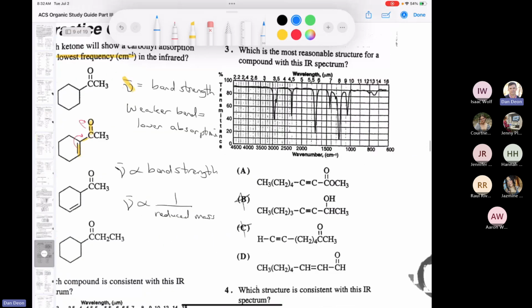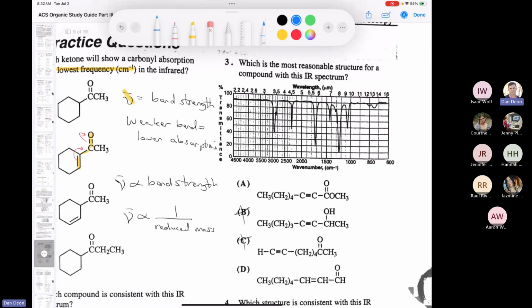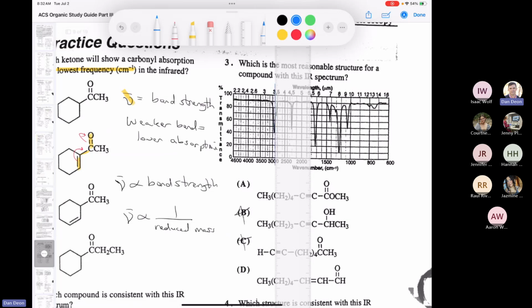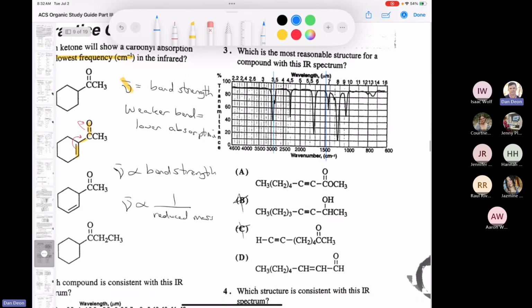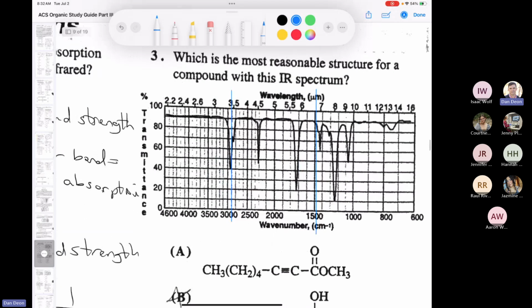Okay, let's try number 3. Again, you can see some of my scribbles on here, and I apologize for that. It says, which is the most reasonable structure for a compound with this infrared spectrum? Obviously you're not going to bring a ruler into the exam, but you could make some mental lines here: 3,000, and then another one around 1,500, and then try to figure out something after that. Does anybody recognize any kind of absorbance in this compound? It's not a trick question.